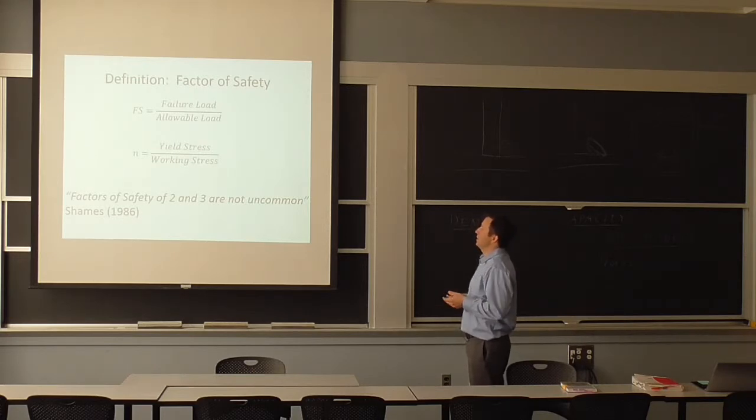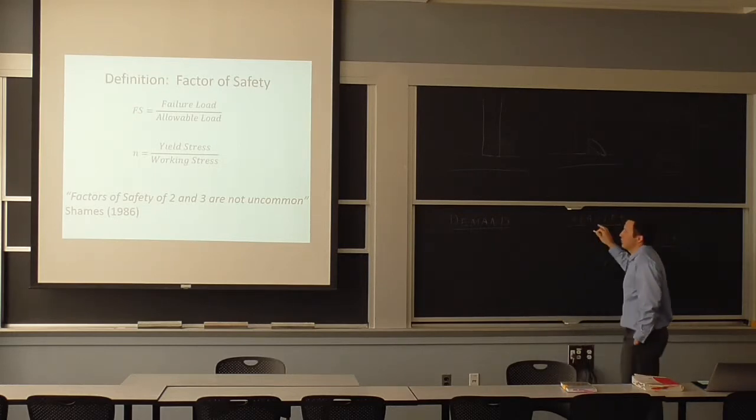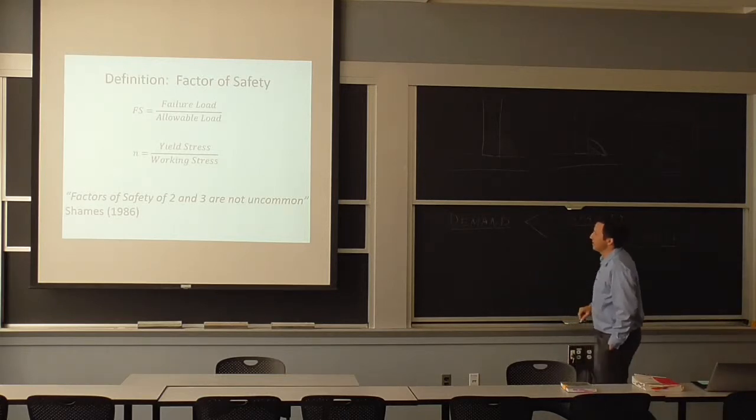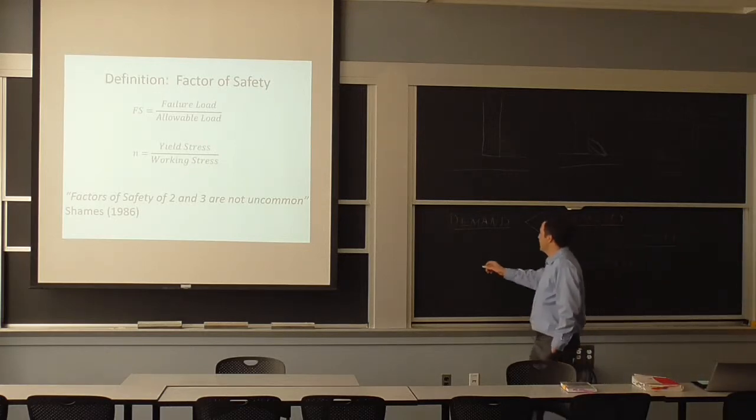I think the basic definition is the first one, the failure load divided by the allowable load. So the allowable load here is the demand, and the failure load is more or less the capacity. So this is always greater than this by a certain amount. Now, it is still written in a general form. Is the failure load always the minimum failure load? No. Is it the average failure load? No, it really depends on the industry that you're dealing with. And it's the same with the allowable load.